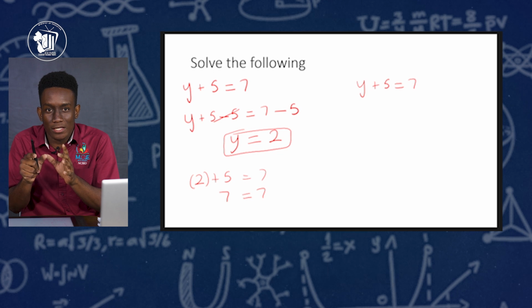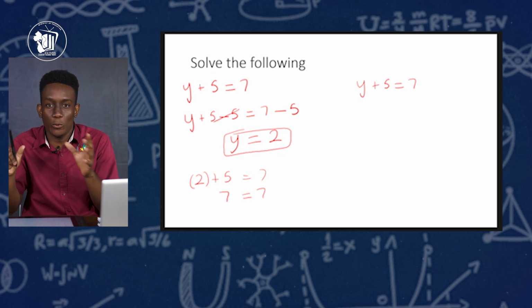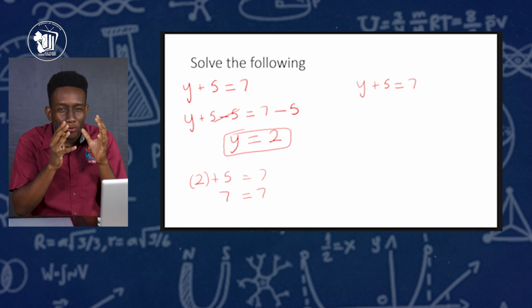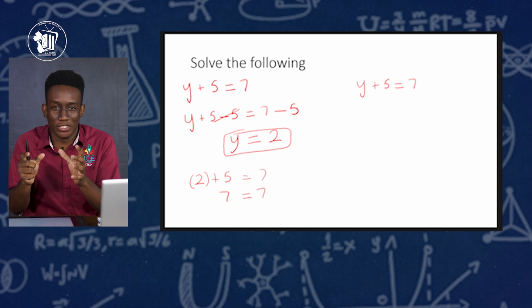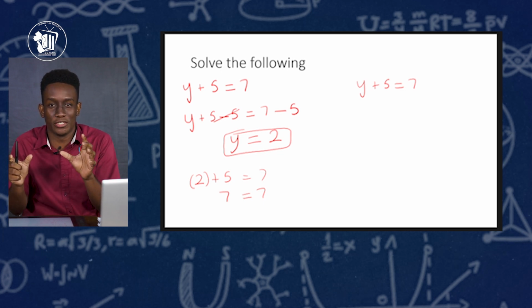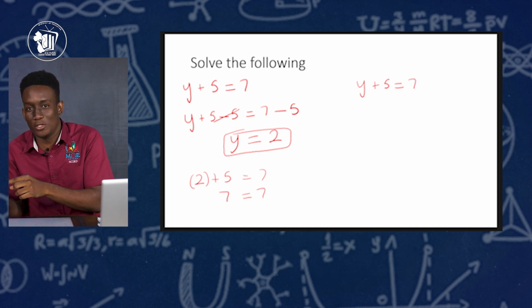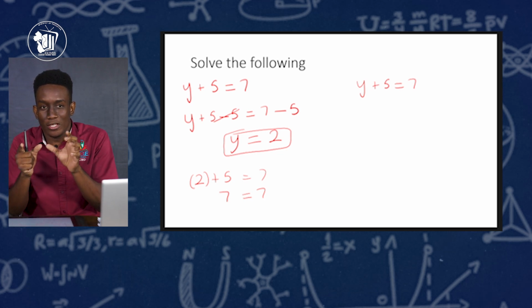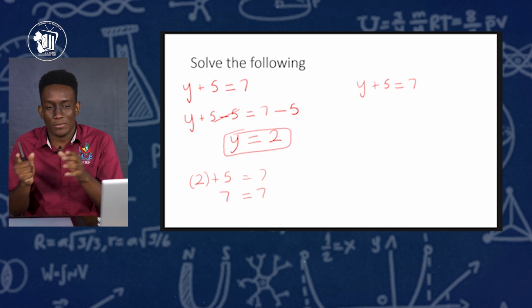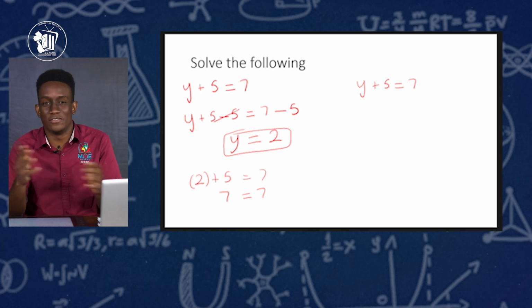When you take a number or a variable over the equal sign, whatever operation that number was doing, when it goes over the equal sign, it will do the opposite of what it was doing. The opposite of addition is subtraction. The opposite of multiplication is division, and vice versa.